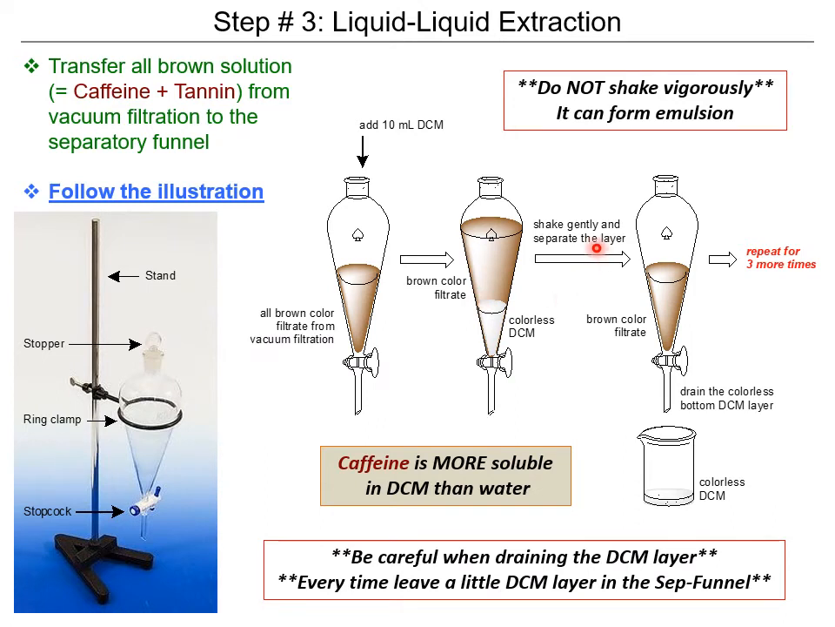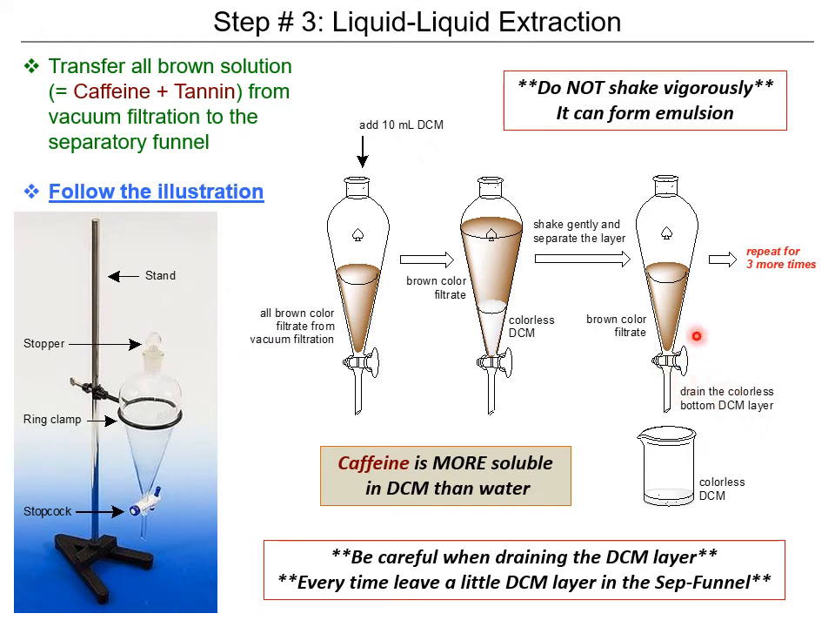So you basically want to shake it. What you're doing is you're taking the DCM and you're mixing it with this aqueous layer. And you're basically pulling out the caffeine, which is very soluble in DCM, from the aqueous layer. And that's basically to make sure that you only have caffeine here, right? Which is the most soluble thing in the DCM. Once you do that, you want to take out your DCM through this stopcock, right? You open it and you drain it. Be very careful not to get any of the brown liquid in here, otherwise you'll have to do more steps in order to purify it properly.